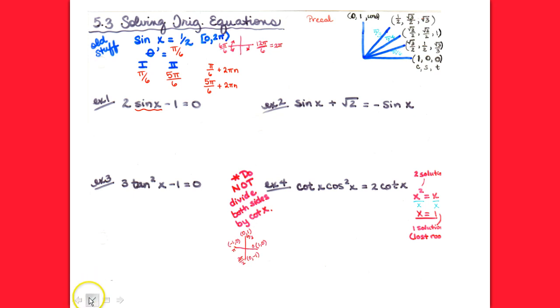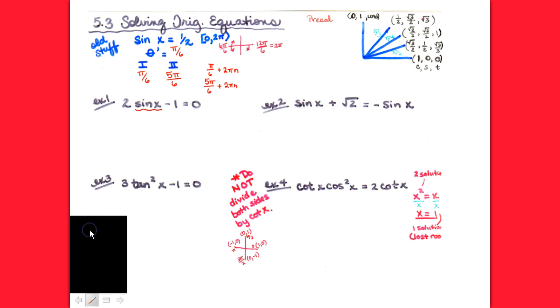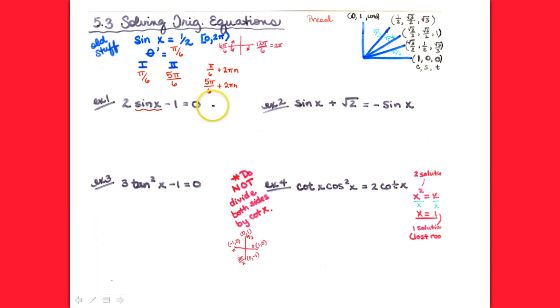Now, when we have been doing our trig functions, there are a lot of times that we'll substitute the trig function out. Like in this case, instead of having sine, we could say 2y minus 1 is equal to 0. If you had 2y minus 1 is equal to 0 and you were told to solve that, what would you do? Add 1 and divide by 2.